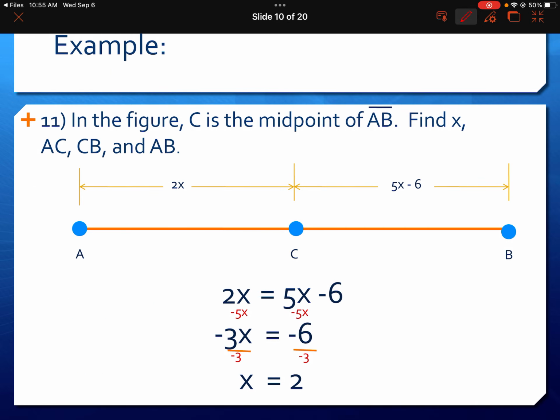Okay, one more problem here. In this figure, point C is the midpoint of segment AB. We want to find X. We want to find the distance from A to C, the distance from C to B, and then the distance from A to B. That's all 3 segment lengths.